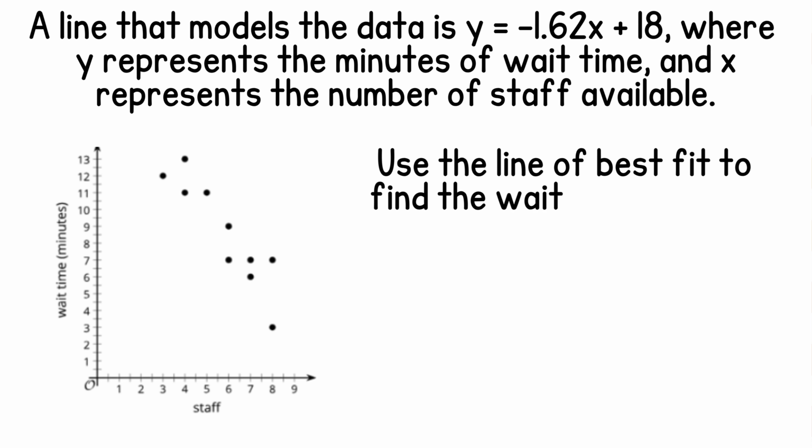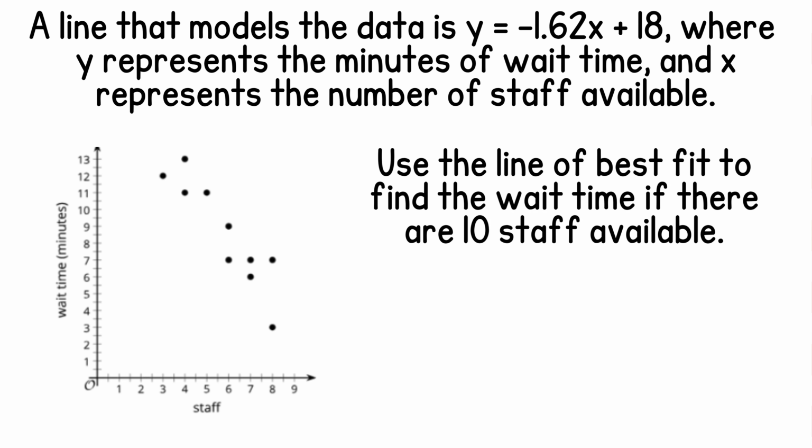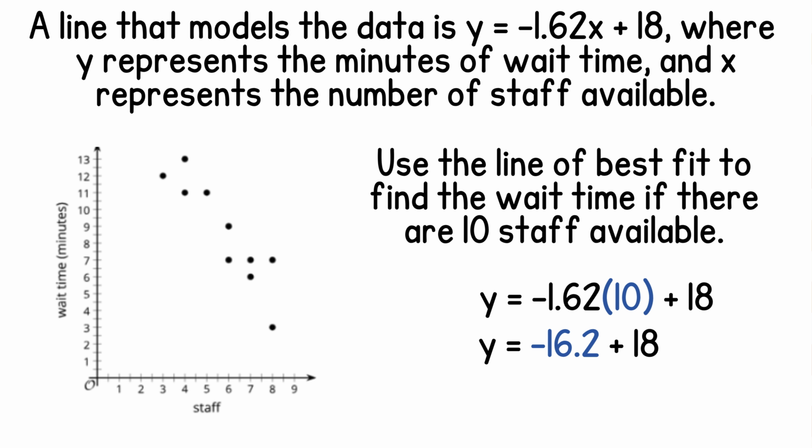Now let's use the line of best fit to find the wait time if there are 10 staff available. So we'll bring down our equation they gave us, and we'll replace x with 10, since we want to know when 10 staff are available. Now we'll evaluate. Negative 1.62 times 10 gives us negative 16.2. When we add that to the 18 that we have, we get that y is equal to 1.8. So if there are 10 staff available, then our wait time will be around 1.8 minutes.